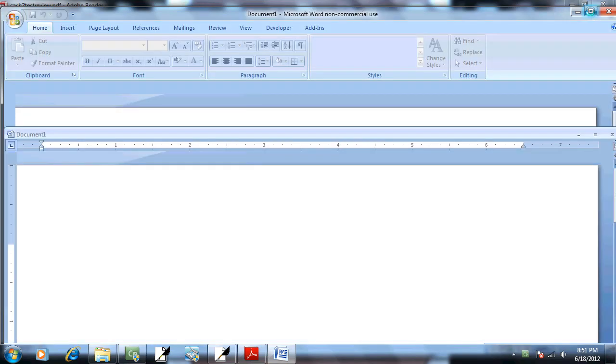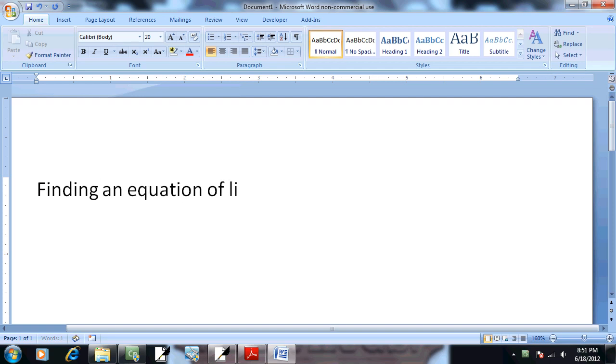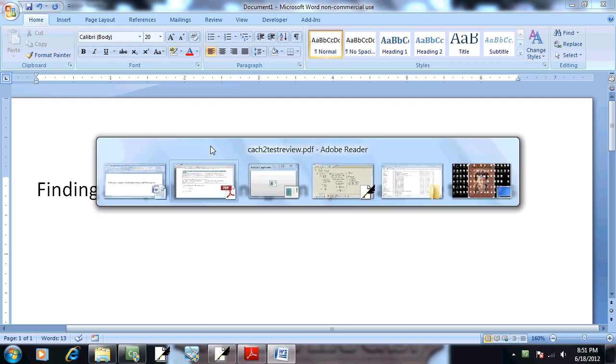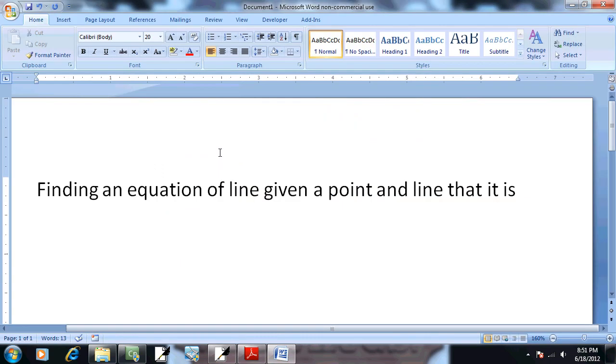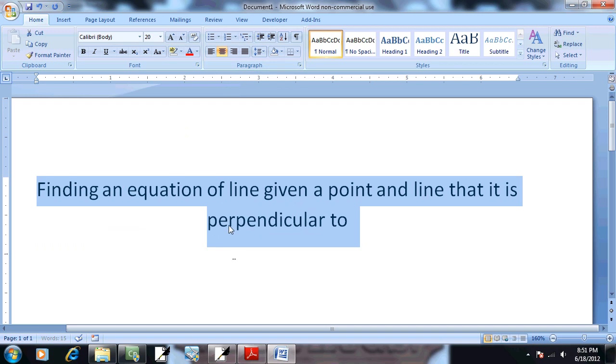The computer's a little slow. I'll change that to 20. And this is going to be finding an equation of a line given a point and a line that it is, what did I say, perpendicular. That is perpendicular to. Long title.